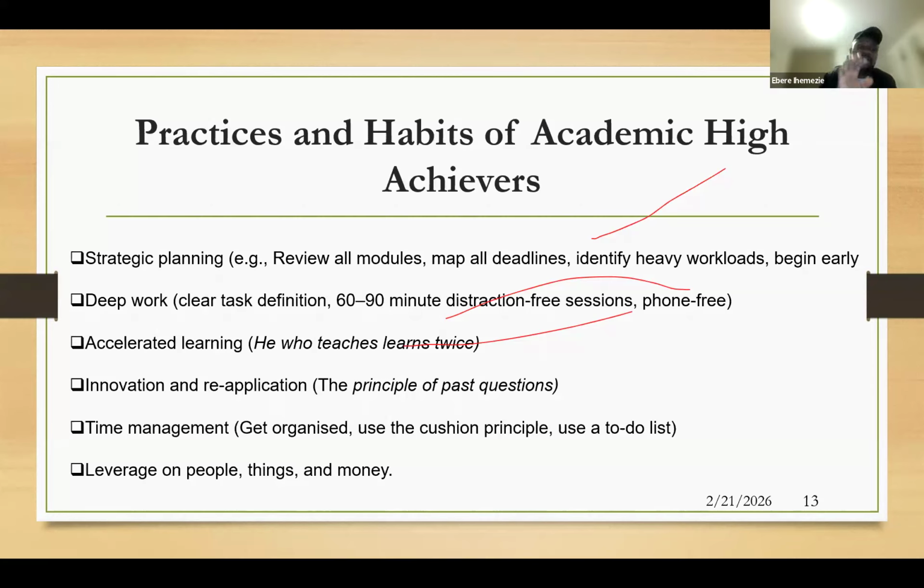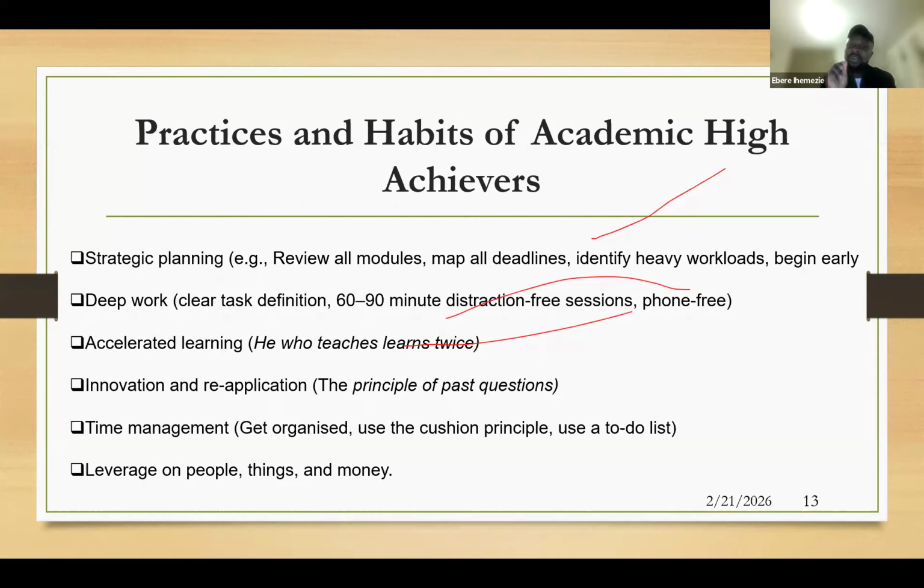The next point is what we call the principle of innovation and reapplication. It's simply the principle of past questions. I think I'll be mentioning it here. Using past questions where available was one of the things that high academic achievers will always do, because it's just like learning from those that have done it before. This principle does not mean that you rely solely on past questions. No, they go hand in hand with your textbooks, your notebooks, and of course, attending lectures. The next thing that they do is they practice good time management.